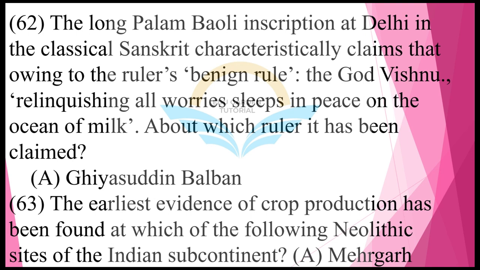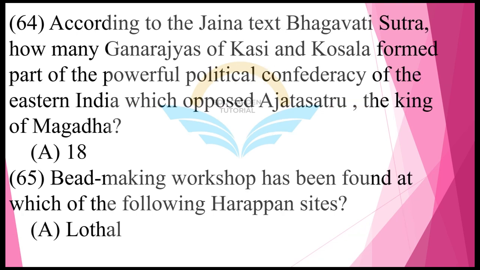Question number 64. According to the Jaina text Bhagavad Sutra, how many Ganarajyas of Kashi and Kosala formed part of the powerful political confederacy of Eastern India which opposed Ajatashatru, the king of Magadha? Answer is 18.